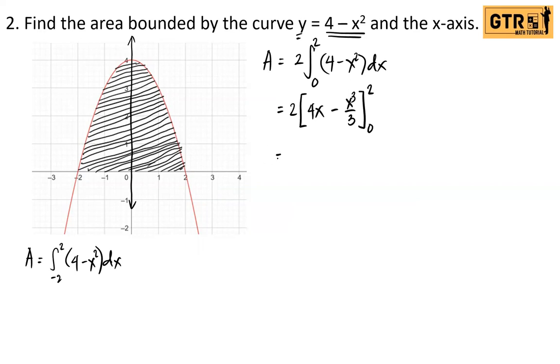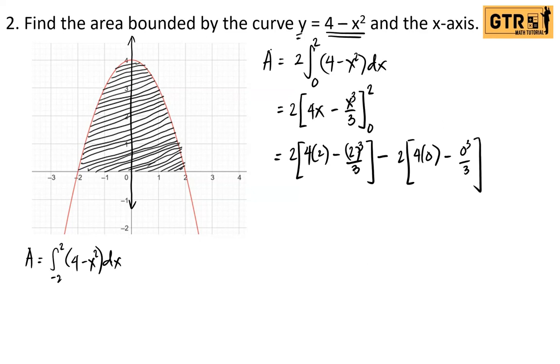Then substitute the limit. So we have 2 times 4 times the upper limit. So 4 times 2 minus 2, 2 cubed over 3. Okay? Minus, so we have 2 times, if we substitute 0, so we have 4 times 0 minus 0 cubed over 3. So that's why it's easier if we use 0 and then just multiply it by 2 because all these terms will become 0.